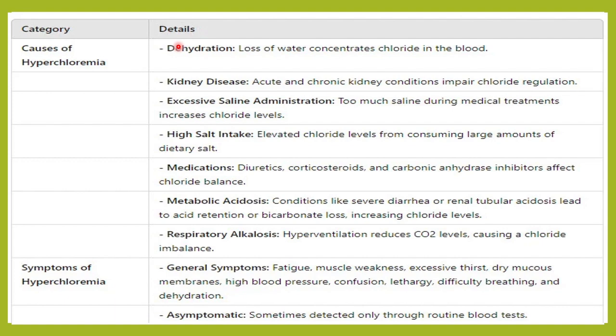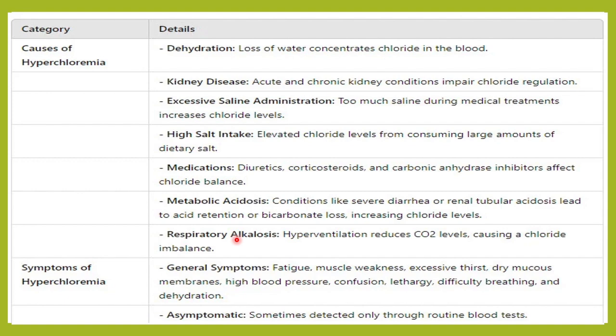And medication, certain diuretics or corticosteroids or carbonic anhydrase inhibitors can affect the chloride balance. If there is metabolic acidosis, like in case of severe diarrhea or renal tubular acidosis, they will lead to acid retention. And whenever there is acid retention, there is bicarbonate loss. And when there is bicarbonate loss, increased chloride will be there in the serum, because bicarbonate and chloride have an inverse relationship. So this can lead to hyperchloremia or increased chloride level.